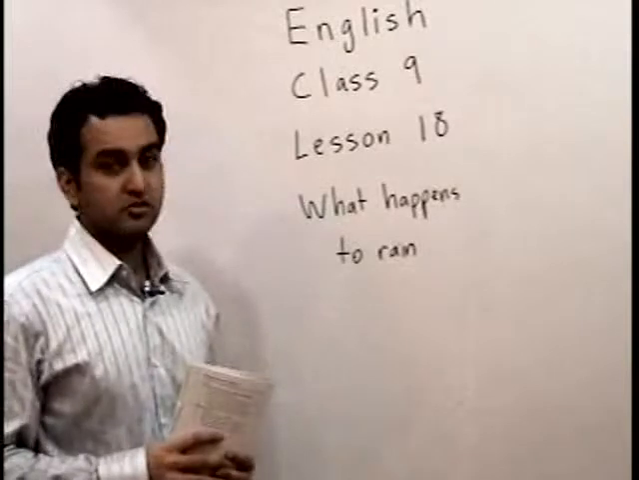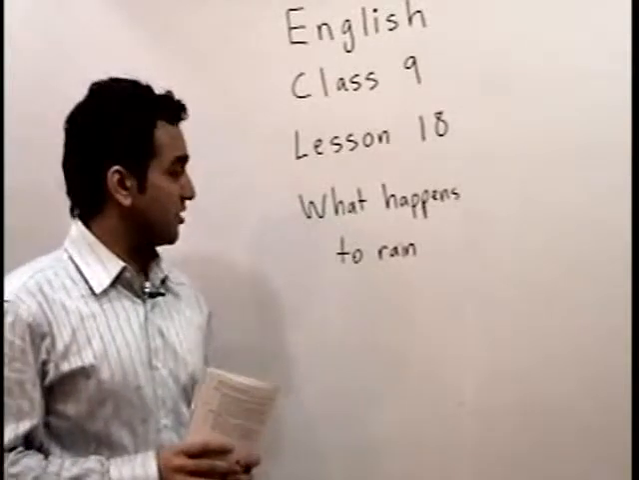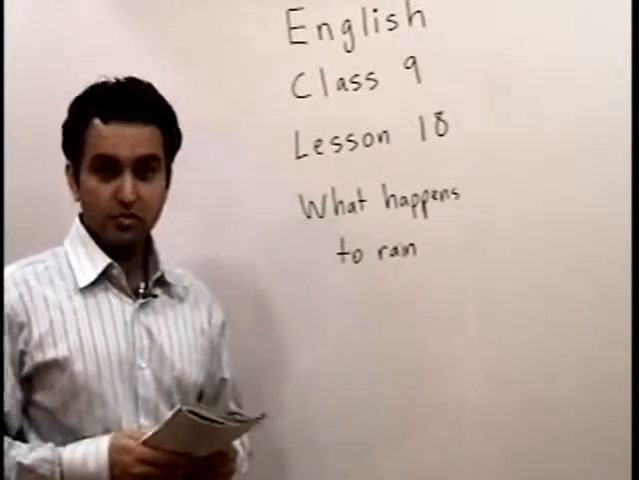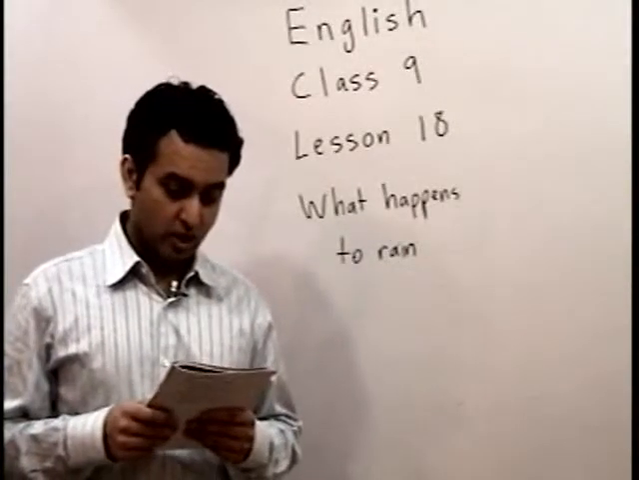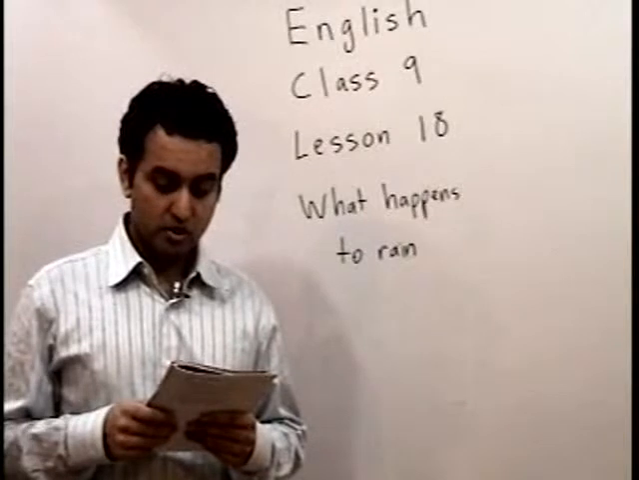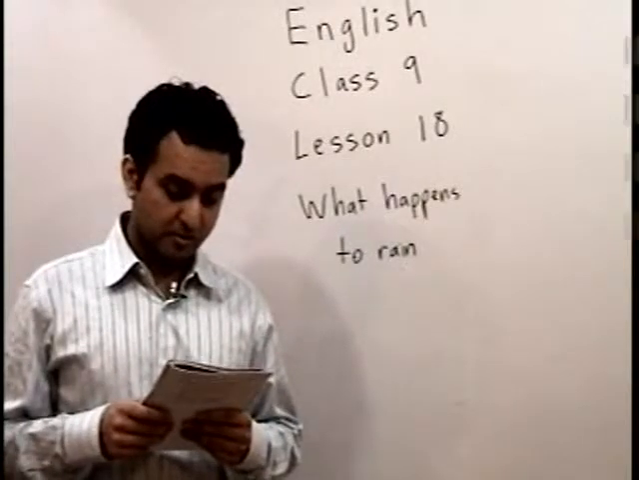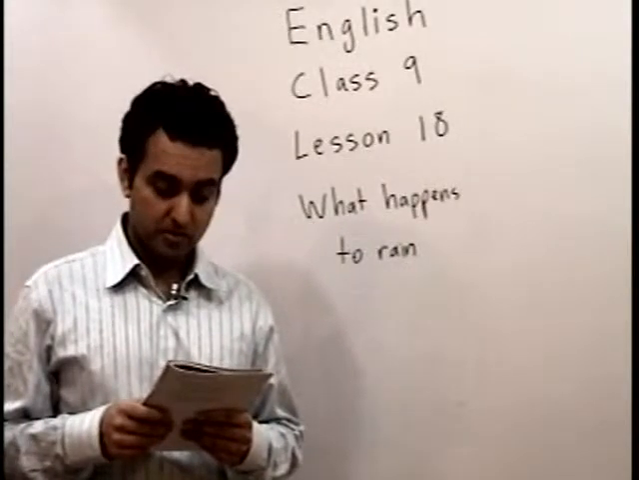Today I'm going to teach you English for class number 9, lesson number 18. What happens to rain? Please turn to page number 44. Rain, hail and snow are the means by which water is returned to the earth. If this does not happen, then survival of life will not be possible.